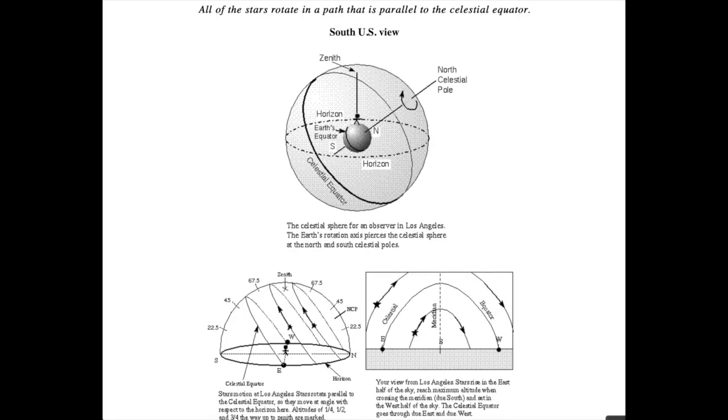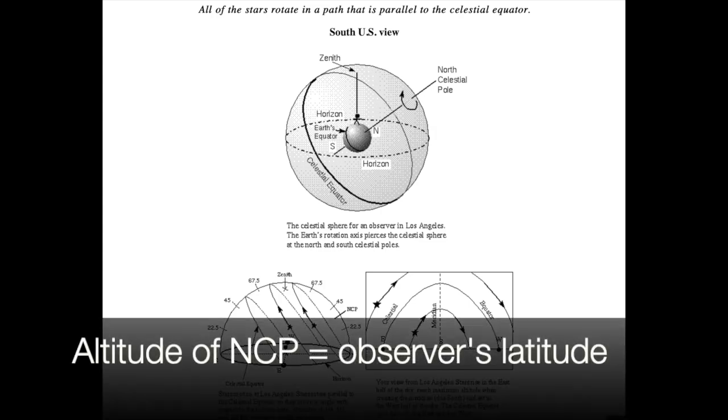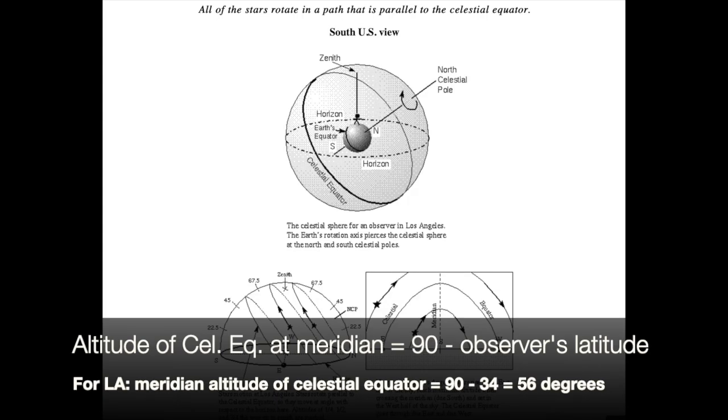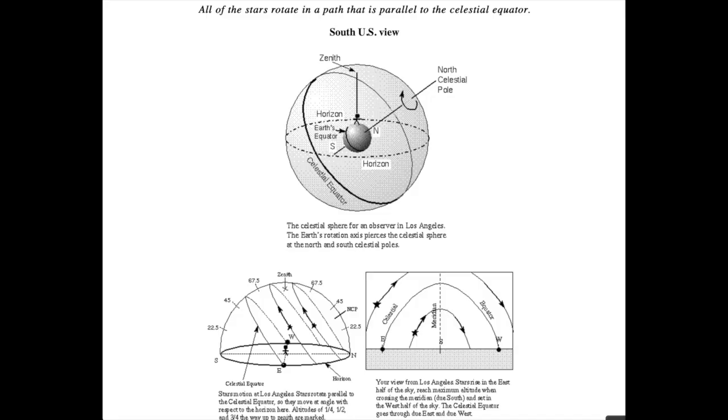Next slide. Now we're in Southern California at a latitude of 34 degrees. The north celestial pole's altitude equals 34 degrees, and the top of the celestial equator's arc reaches 90 minus 34 equals 56 degrees altitude, where it crosses the meridian in the south. The star paths make even steeper angles with respect to the horizon, and even fewer stars are circumpolar than in Seattle. Stars closer to the north celestial pole are above the horizon for a longer time.